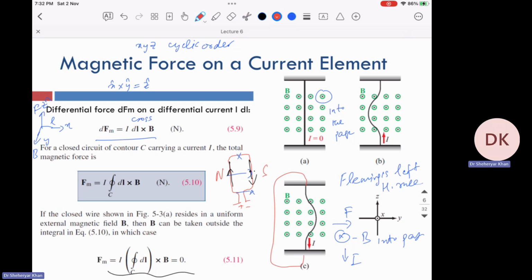3D dimensions are difficult to understand, therefore we use this type of construction. The cross means that the magnetic field is going into the page. So at this position, you see the magnetic field is inside, and the wire is perpendicular. So in A, there's no force.